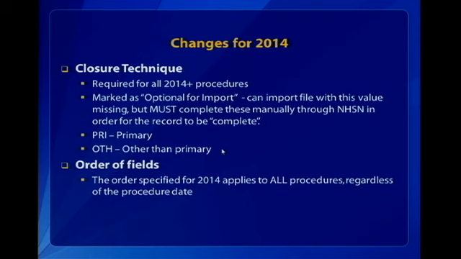In addition, we did slightly change the order of the fields. We had to shift everything down by 1 or 2 variables. So this applies to all procedures, regardless of the procedure date. So if you're still needing to import procedures from 2013, you have to follow this order. And I believe it is just the addition of a column if you're using an Excel type CSV file. So you may want to hand those specifications over to whomever's helping you create this file and just make sure that everything's in order.